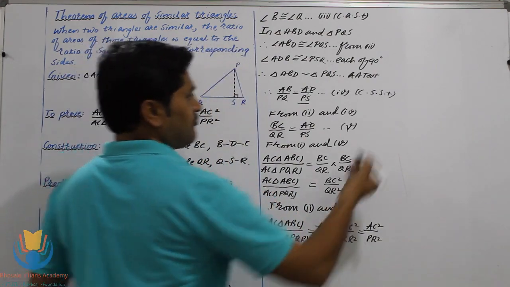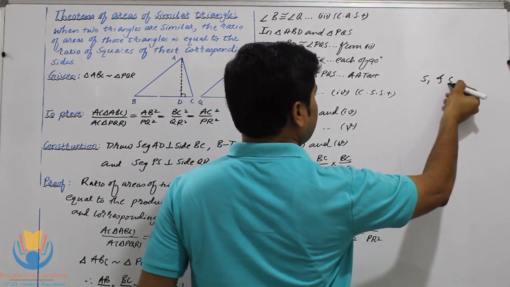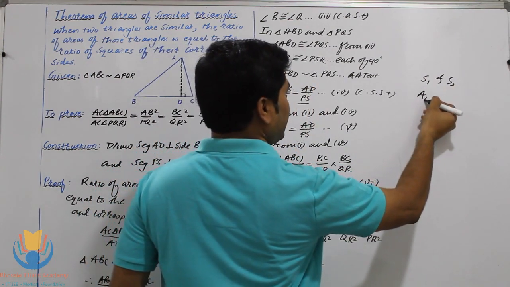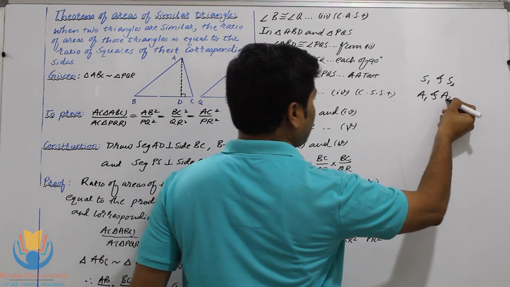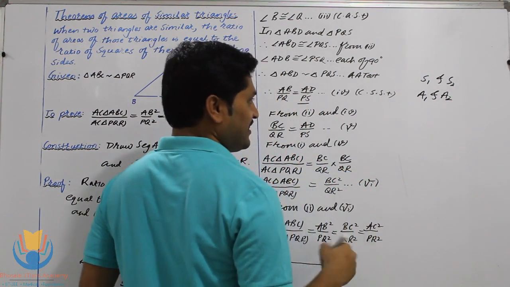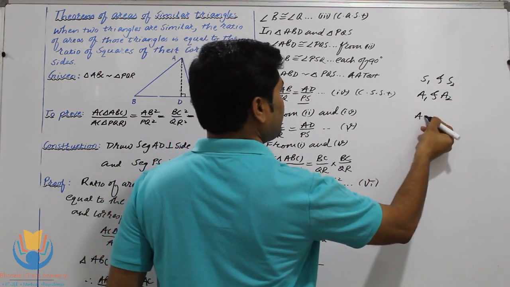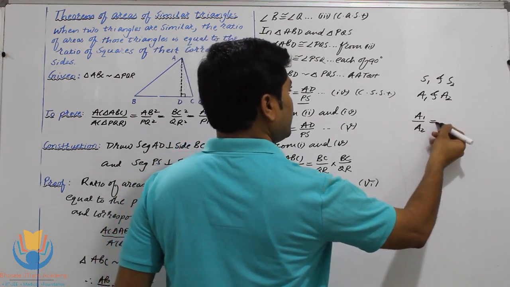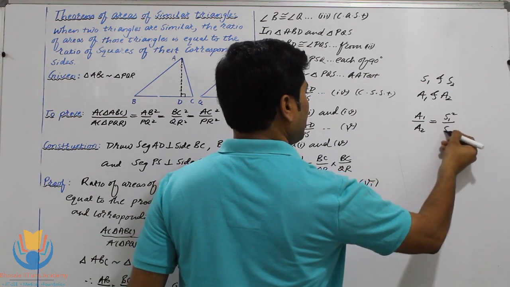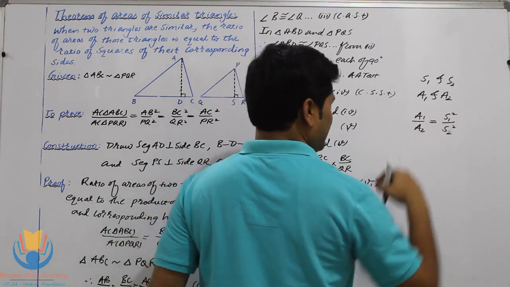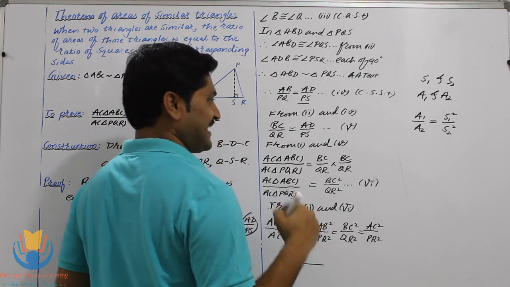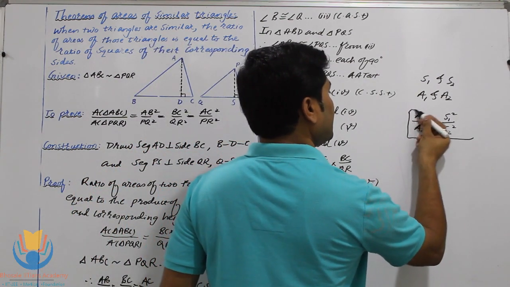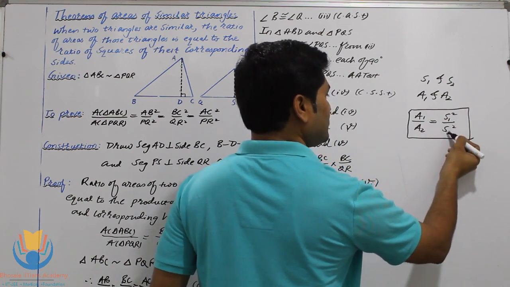So in general, if S1 and S2 are corresponding sides of two similar triangles and A1 and A2 be their corresponding areas, then the equation of this theorem becomes A1 upon A2 is equal to S1 square upon S2 square, because this particular thing we are going to use in the second example of this practice set 1.4. So remember this, A1 upon A2 is equal to S1 square upon S2 square.